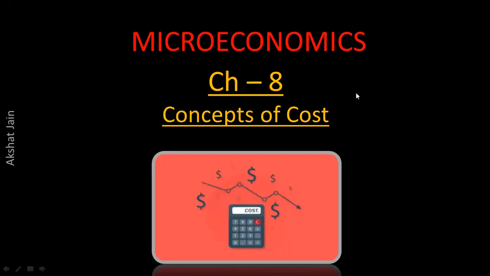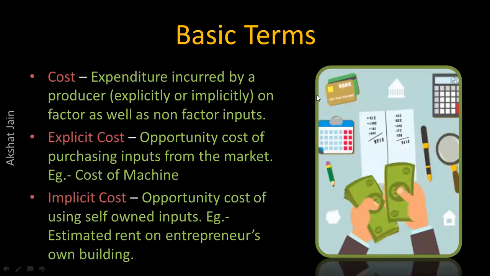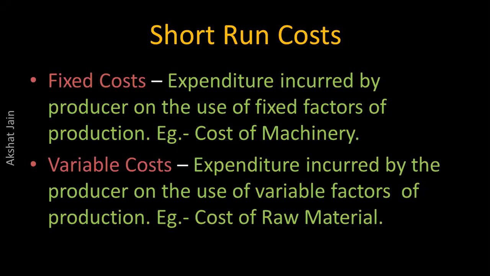So welcome back everybody. We started with chapter number 8 in the last class. Let us quickly recall what all we did in the last class. We discussed the basic terms such as cost, explicit cost and implicit cost. A cost is basically the expenditure incurred by the producer on factor as well as non-factor inputs. Then we discussed explicit cost and implicit cost, and then we discussed what is short run.